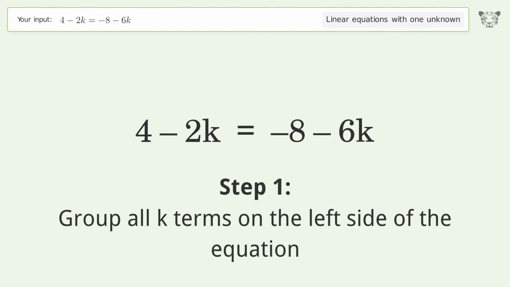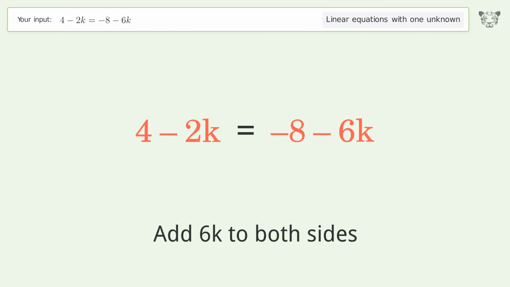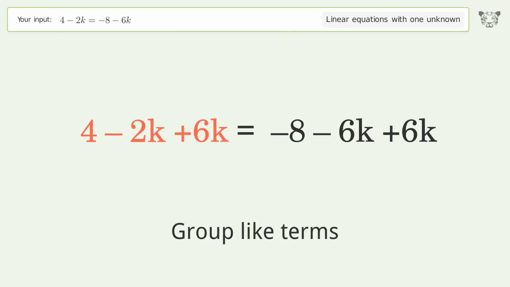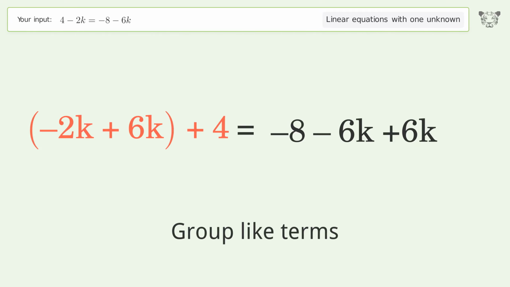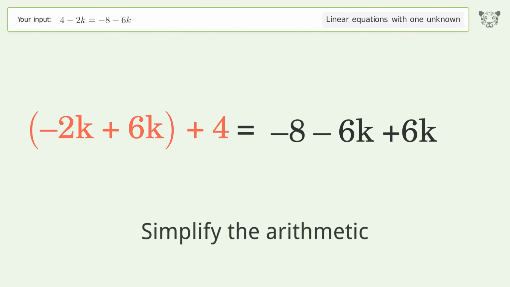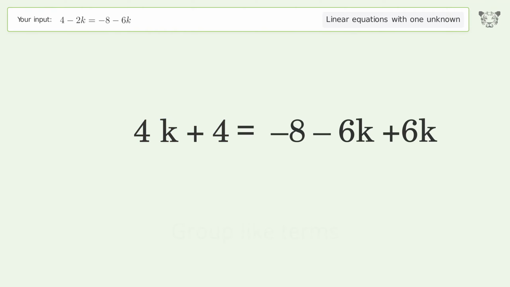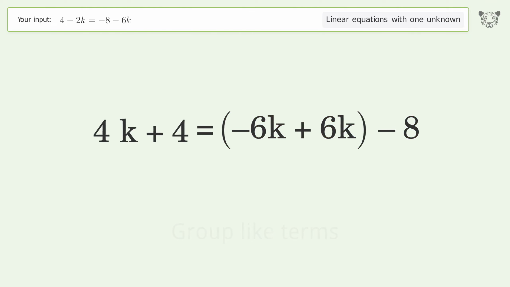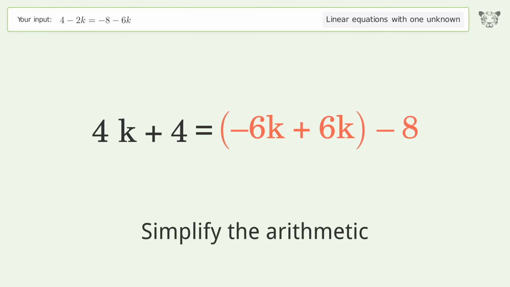Group all k terms on the left side of the equation. Add 6k to both sides. Group like terms. Simplify the arithmetic. Group like terms. Simplify the arithmetic.